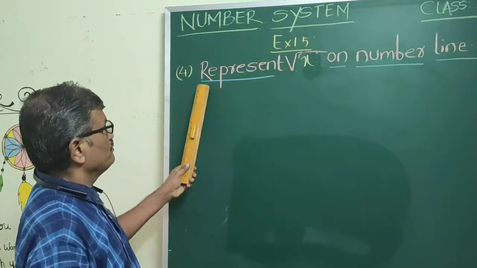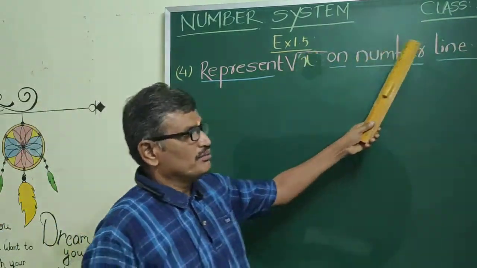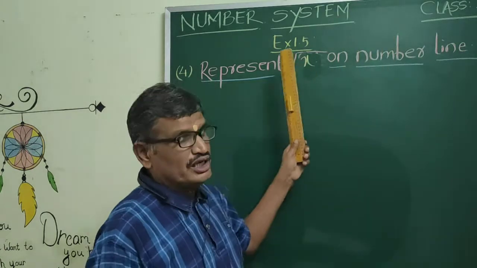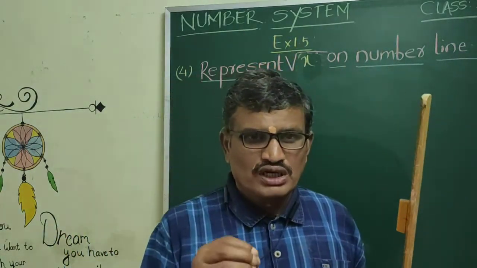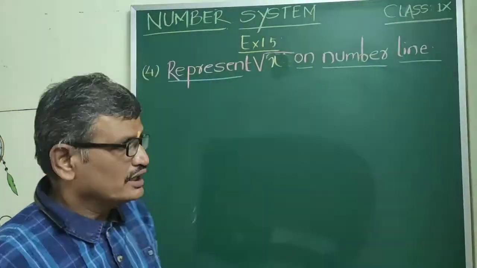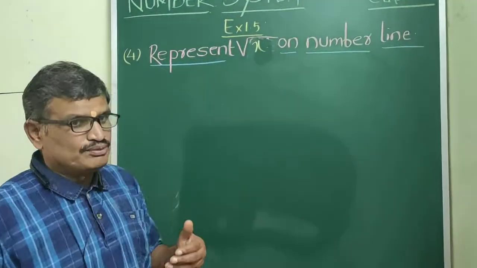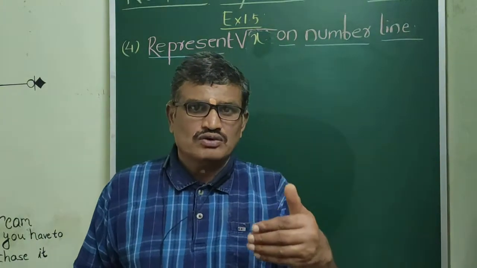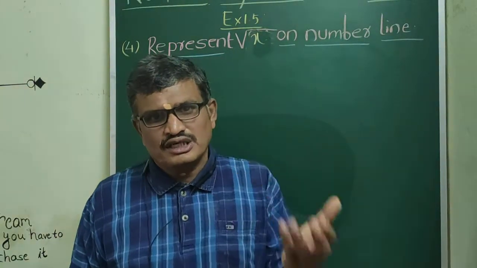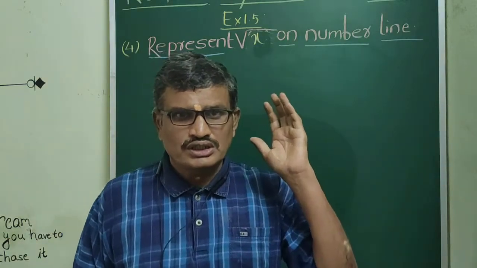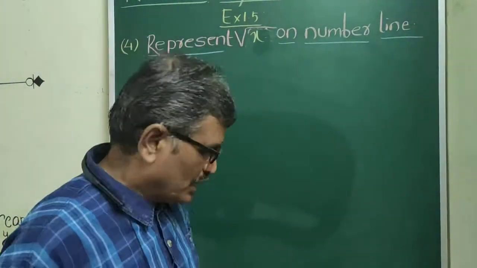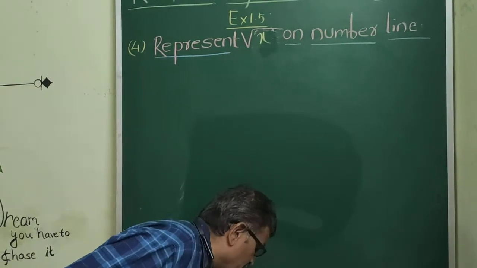Today I want to represent root x on the number line. The value of x can be any positive integer or it can be a decimal also. Whatever value they assign, take the length of that value. In the last problem you saw the value of x was 9.3. In the examination it may be 7.8 or 5.6, whatever. The choice is the examiner's choice. Now how to represent this on the number line?